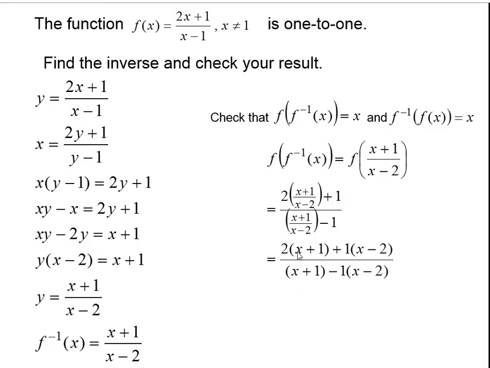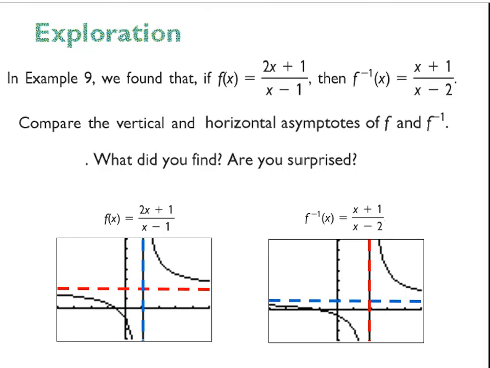And then if I continue cleaning that up, I'll distribute the 2 and distribute the negative 1 and then gather all the like terms. I get 3x over 3, which is just x, right? So this is what the book is suggesting you do to check. And I would suggest that you just graph. I think it's a little bit easier to graph.